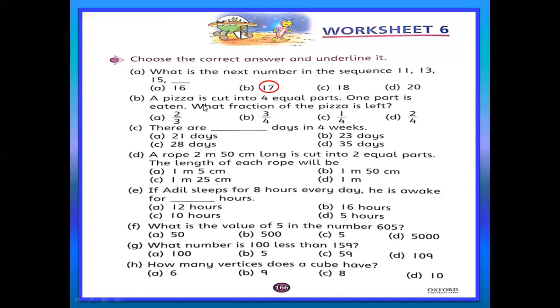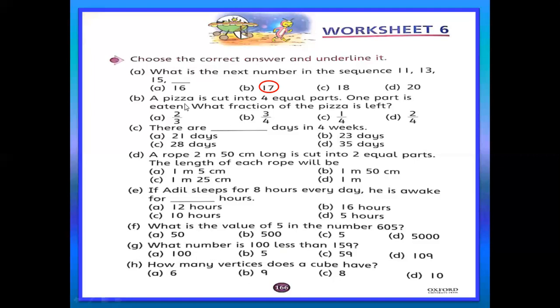B part, a pizza is cut into 4 equal parts. One part is eaten. What fraction of the pizza is left? It means if you cut the pizza into 4 equal parts, one part is equal to 1 over 4, the second is 1 over 4, the third is also 1 over 4, and the fourth also 1 over 4. Every part of the pizza is equal to 1 over 4. If we add them, it is equal to 1.